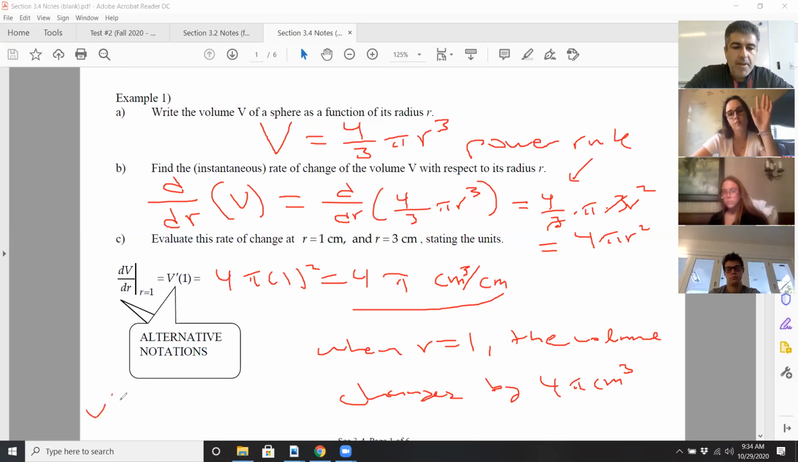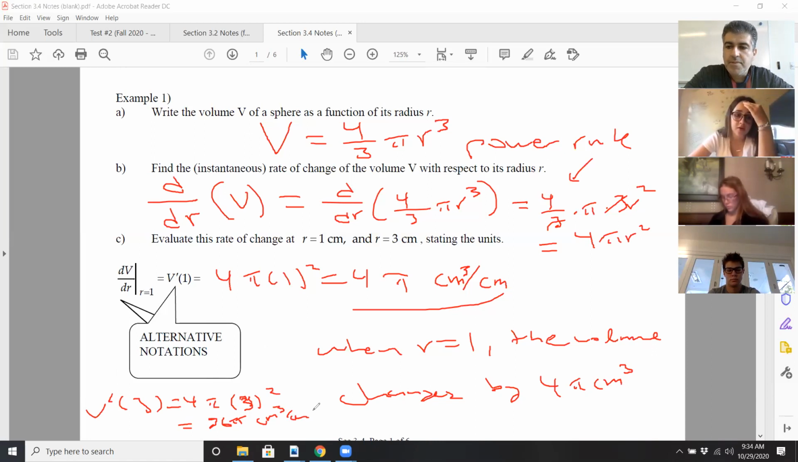So V prime of 3, that's going to be 36 pi. That's how the volume changes at a radius of 3: 36 pi cubic centimeters per centimeter. Catherine, go ahead.